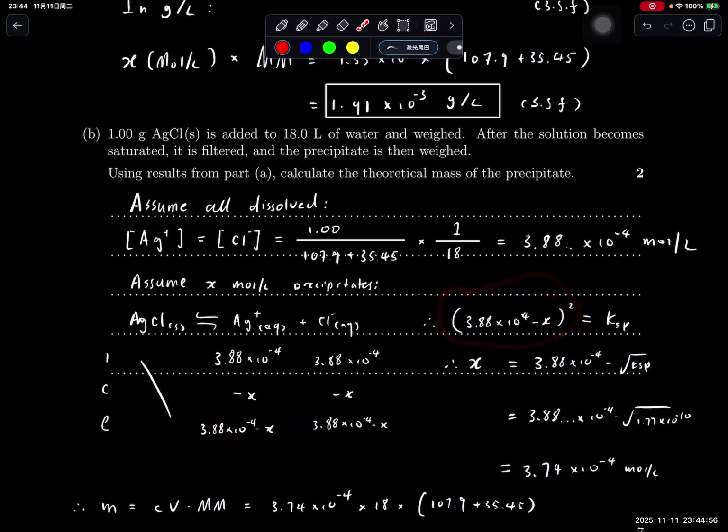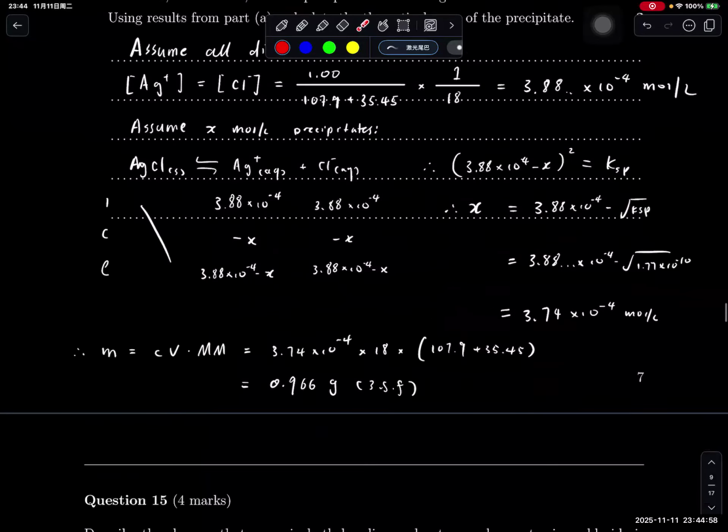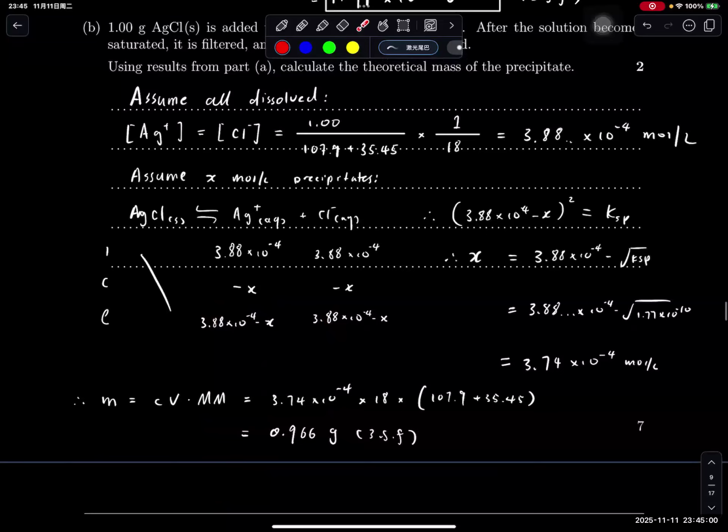Squared equals Ksp and you take the square root of both sides. Or if you're nerdy, you could expand the bracket and solve the quadratic equation, but let's not do that. So you end up getting x equals 3.74 times 10 to the power of negative 4 moles per liter, and using that converted into number of moles, and then convert it into grams. So yeah, using an ICE table, this question can be simplified a lot.